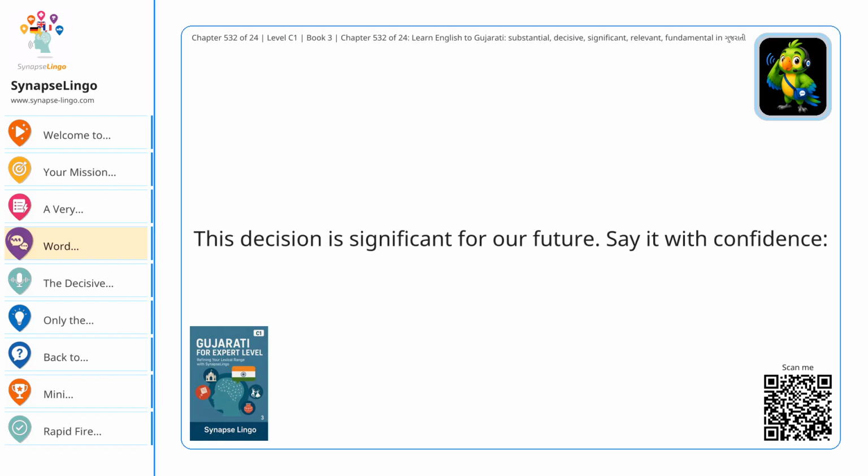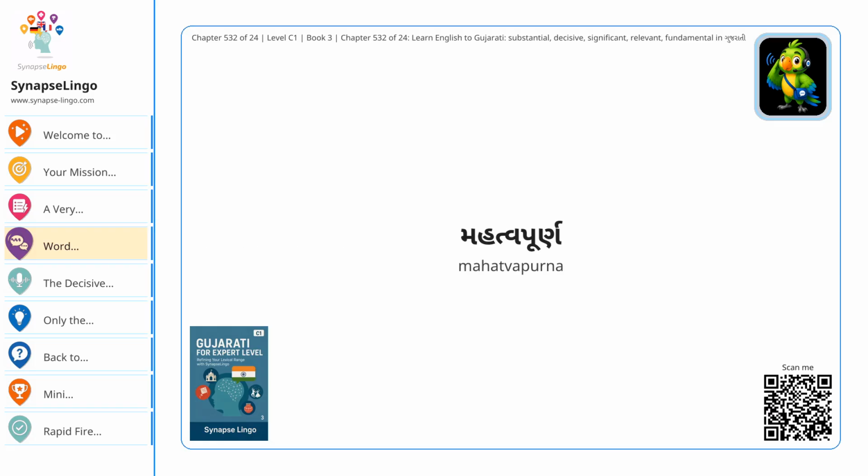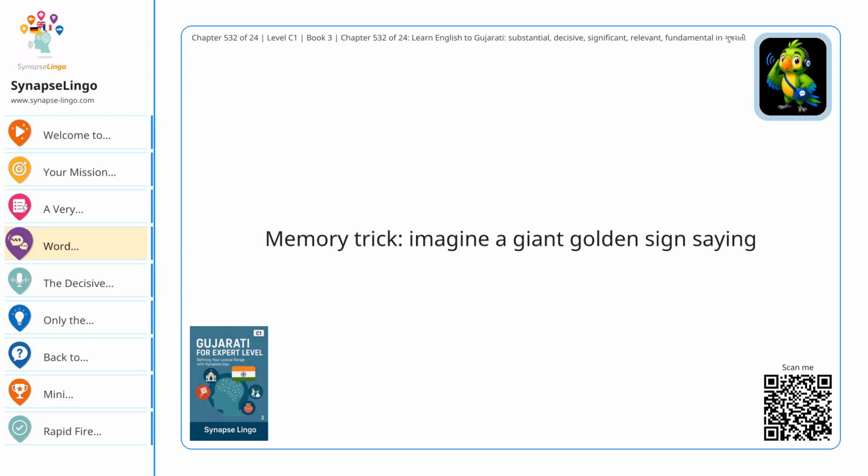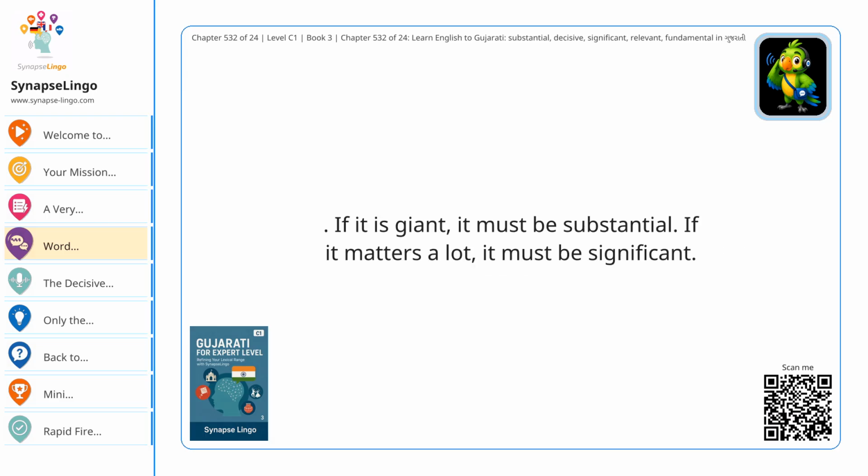This decision is significant for our future. Say it with confidence. Mahatvapurn. Memory trick. Imagine a giant golden sign saying, Mahatvapurn. If it is giant, it must be substantial. If it matters a lot, it must be significant.